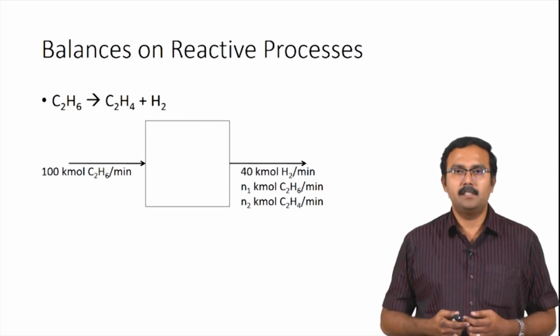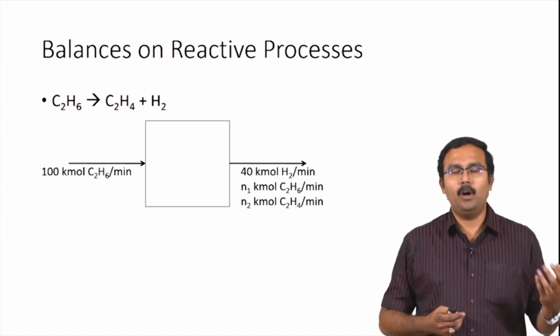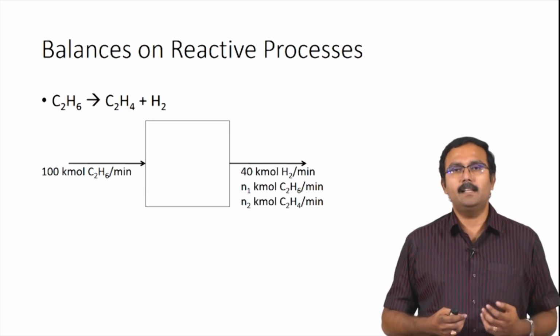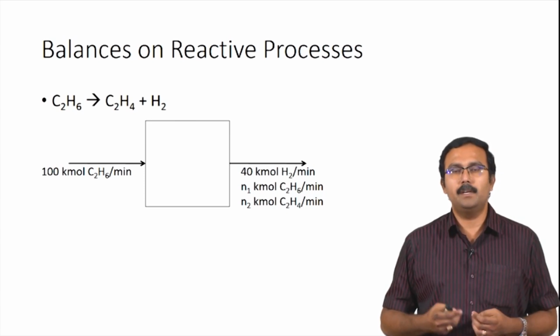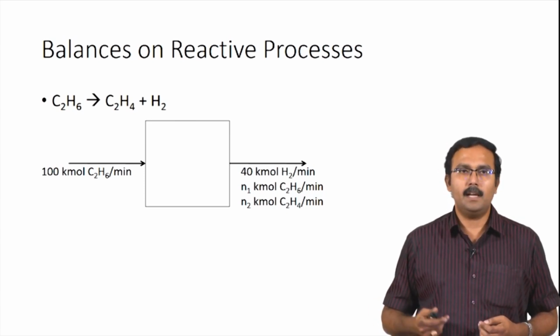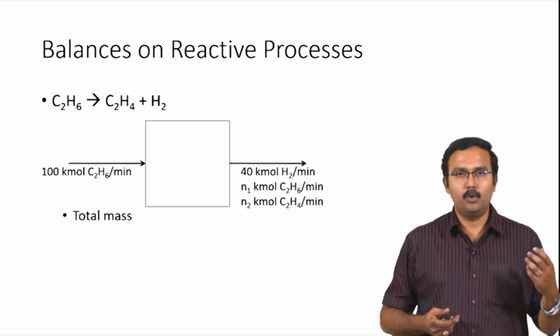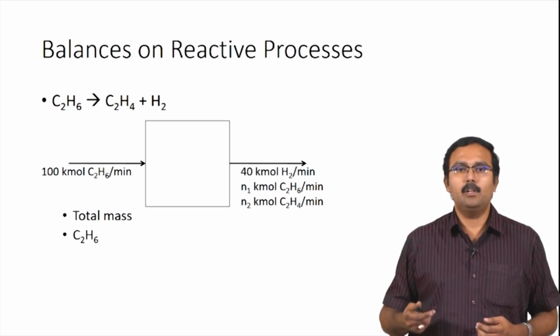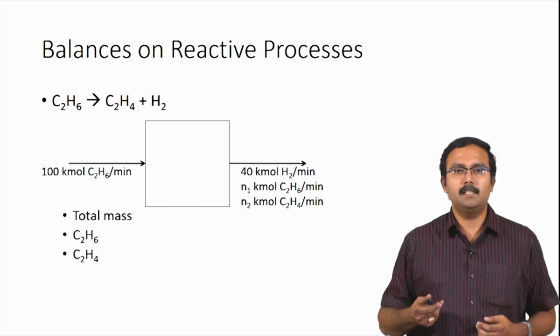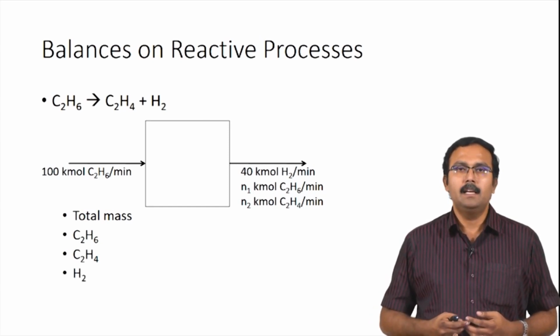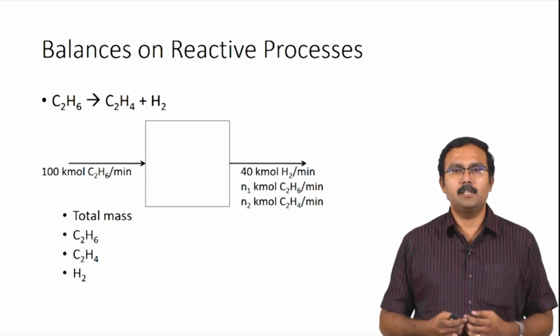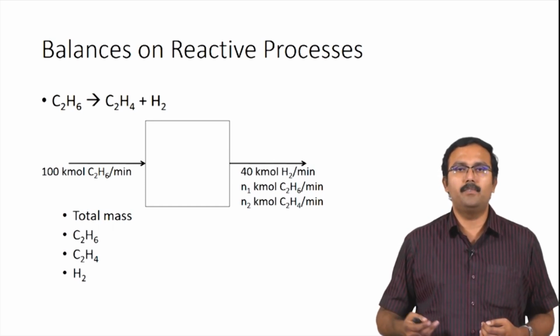Now that we have this system, what kind of balances can we write? When we looked at water conserved, we identified that the mass of the total substance and the mass of individual components would be conserved. So, we can write the total balance, which is the total mass balance, and we can also write individual component balances, which would be the ethane, ethylene and hydrogen balances. Let us see how these equations would look and how we can solve for N1 and N2.